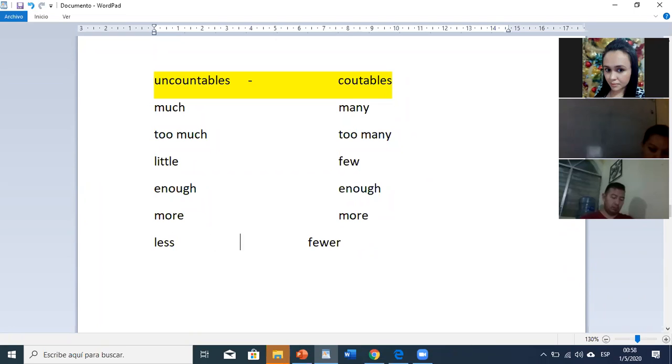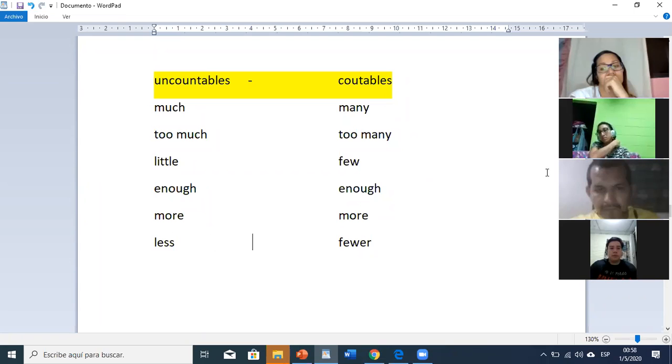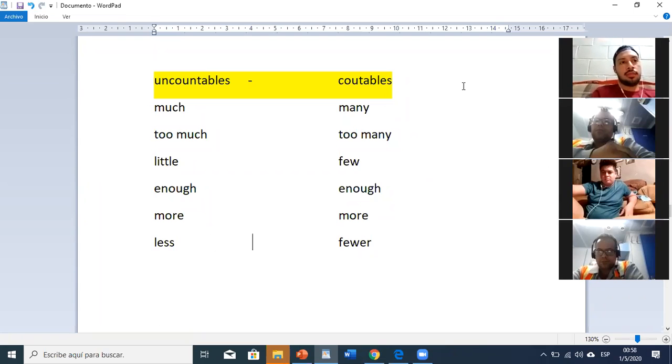Right. Somebody's playing the piano. Is it the microphone? I will have to mute all of you because I don't know.